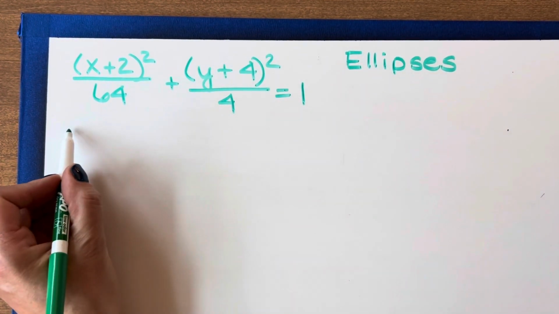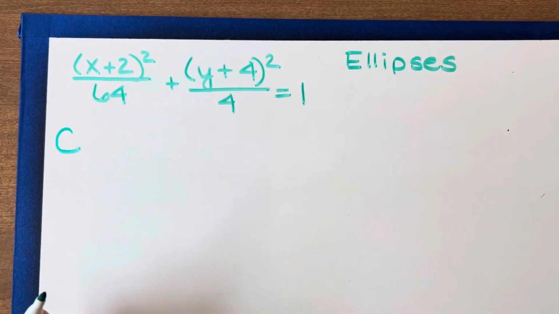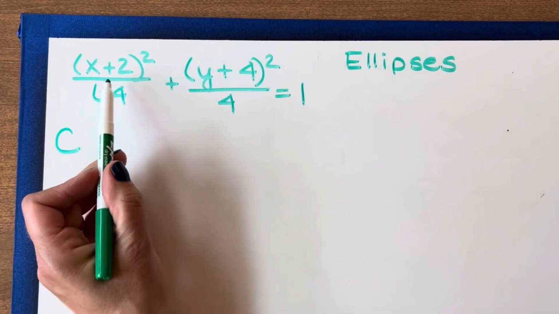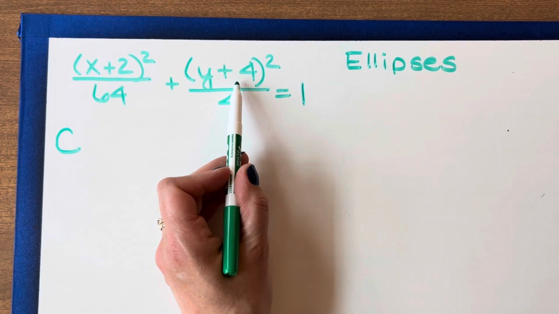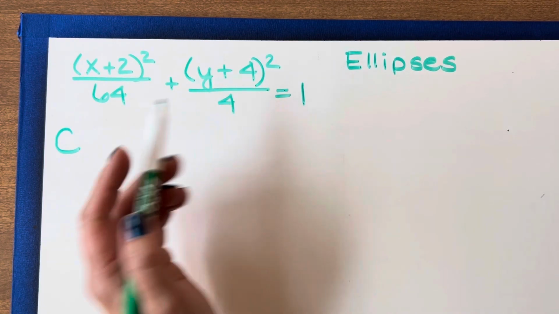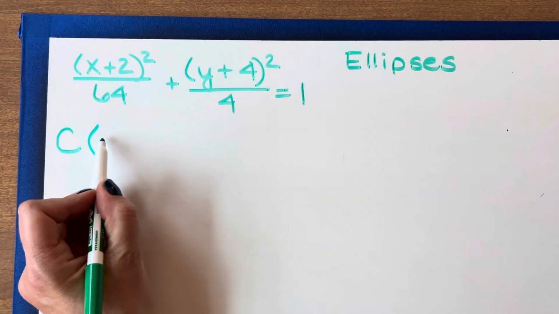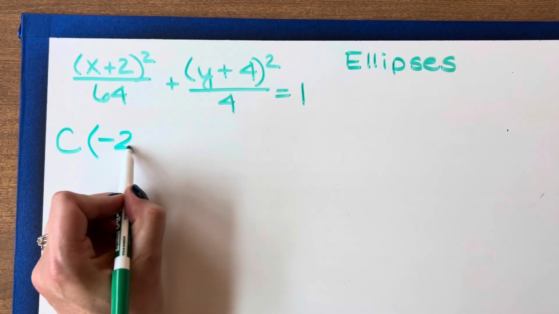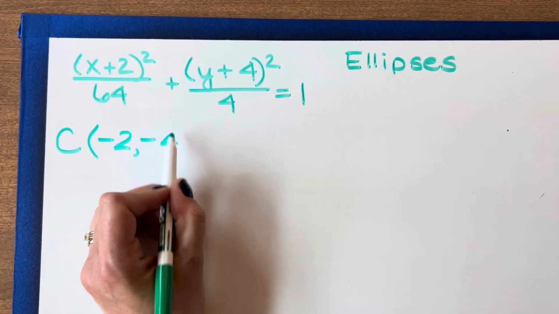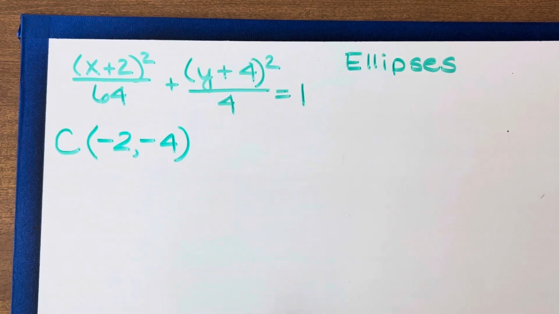The first thing we would want to do is figure out the center of the ellipse, which we're going to do by taking the opposite of these constants inside of our parentheses. So the x coordinate is -2 and the y coordinate is -4. So we know that the center is in quadrant 3.